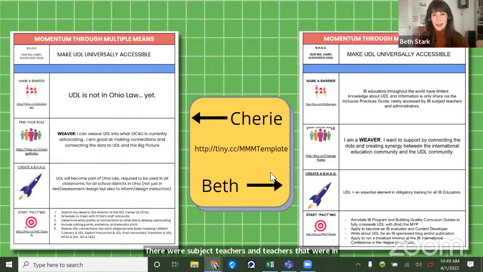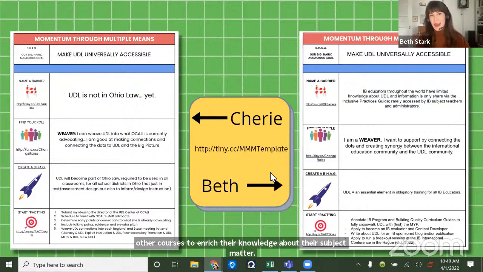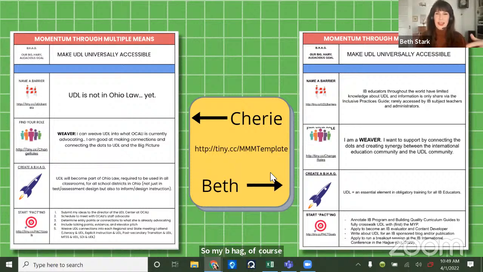The people who were not there were subject teachers and teachers that were in other courses to enrich their knowledge about their subject matter. So my BHAG, of course, is to make it universally accessible. But my barrier is the fact that IB teachers really don't have access to the knowledge that they should have access to about UDL. And it's not in our documentation. It's not in our available workshops that we can take. And so I'm a Weaver as well. And I want to build synergy around UDL.